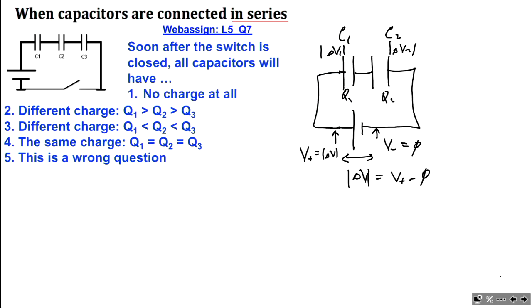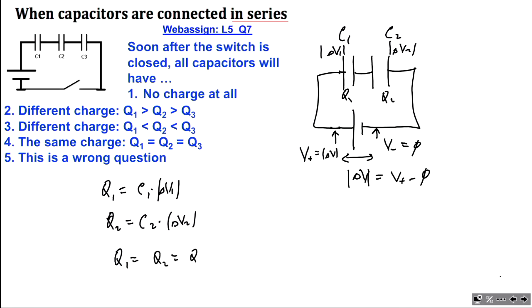Now, for each capacitor, we can write the same equation. Q1 should be equal to C1 times delta V1. Q2 should be equal to C2 times delta V2. The equation doesn't depend on anything. It's just a definition of capacitance. But for this specific connection, the charge should be the same. Law of conservation of charge.